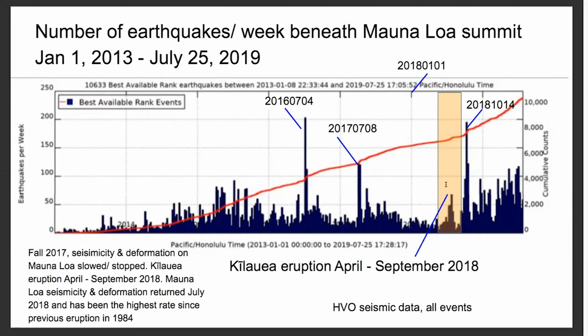And then Kilauea erupted, and during the eruption, some earthquakes started happening again on Mauna Loa, and since that time, the earthquake rate has increased significantly. It's the highest it's been during this episode of unrest that began in 2013. And there's been about 3,000 to 4,000 earthquakes in the past year. So compare that to 7,000 over 4 years, it's picking up.